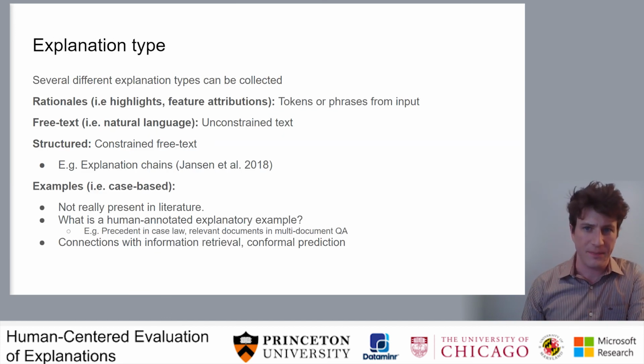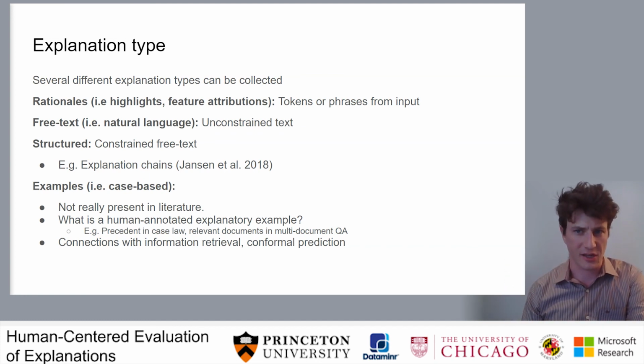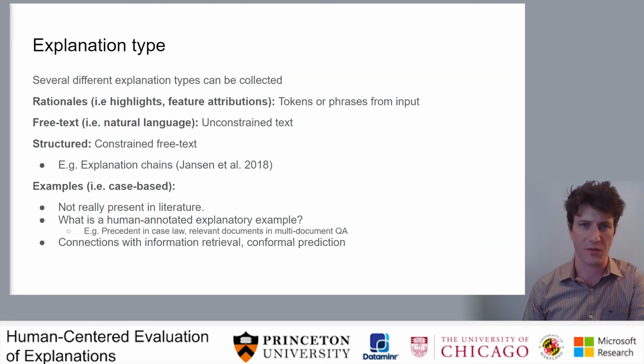As we've seen, most explanations collected are of the rationale style, identifying key tokens and sentences in the input that are relevant to the document level label. But free text explanations are also increasingly popular. Unmentioned in this tutorial, but discussed in Sarah Wygriff's review, are so-called structured explanations, consisting of sets of rationales or free text locked into a particular format appropriate to the medium.